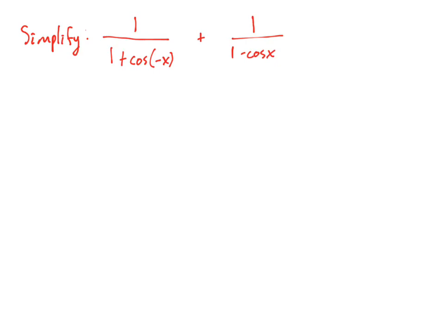So in this example, I want to add these 2 fractions together. Now, in order to add these 2 fractions together, I need to get a common denominator. The first thing to notice, though, is, again, when we have a negative argument, we want to think of the even and odd identities. So cosine is even, so the cosine of negative x is equal to cosine of x.